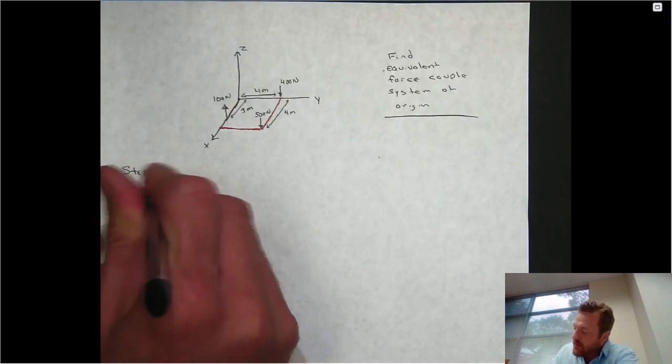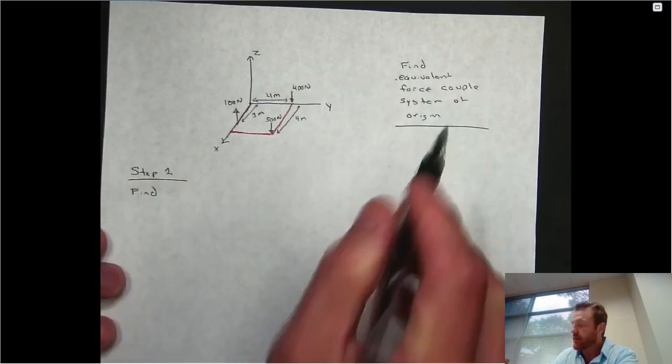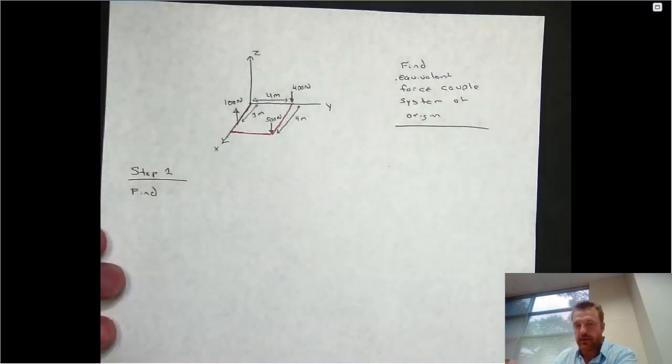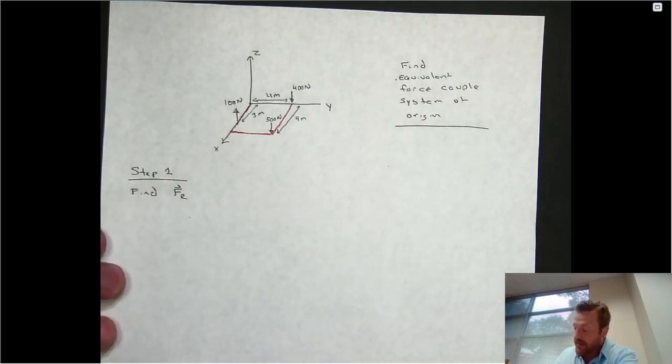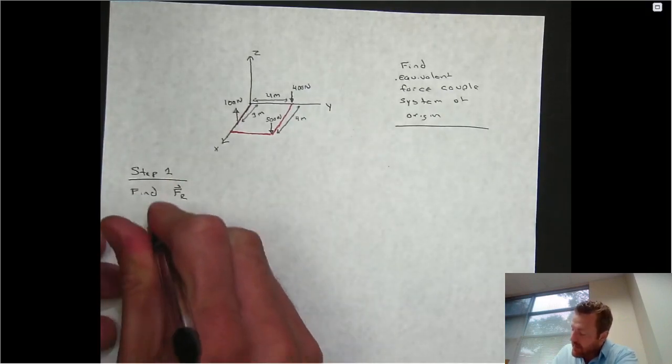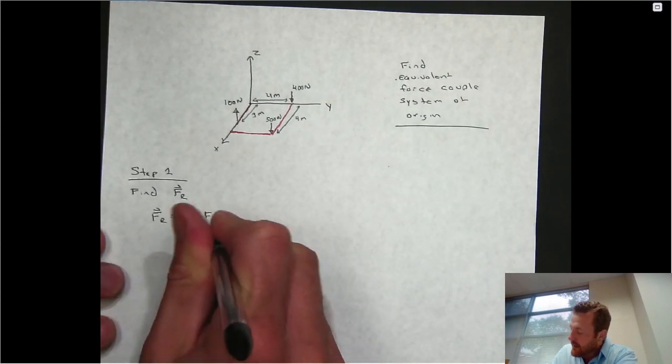Remember that the first step in order to do this is to find the force. A force couple system consists of 2 components, a force and a couple. And that force is the resultant force. It's just the sum of all the forces acting on the body. So the resultant force is going to be nothing more than the sum of the 3 forces, in this case, that are acting on this body.